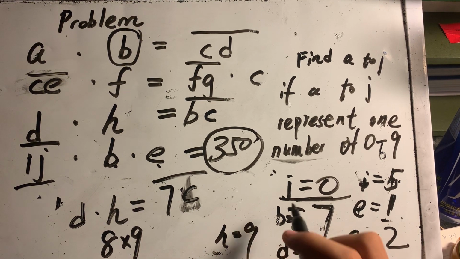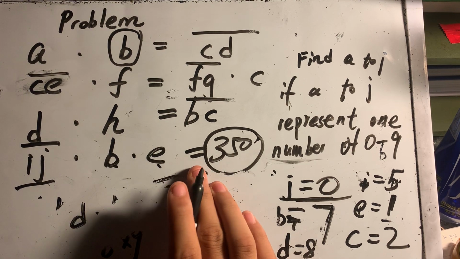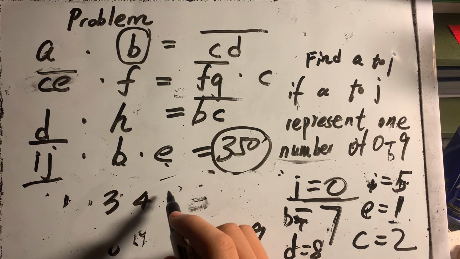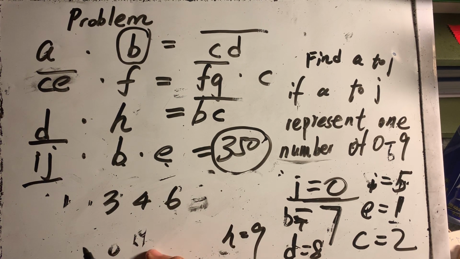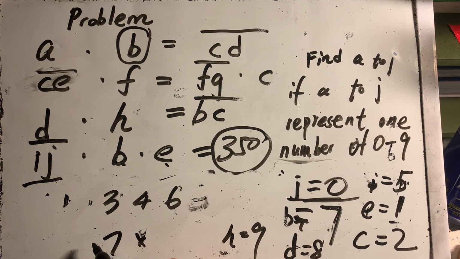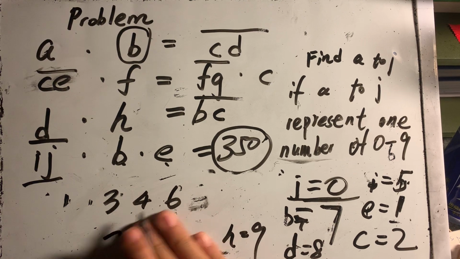So now we have 1, 2, 5, 7, 8, 9, 0. We currently have 3, 4, 6, 3 numbers left. Let's see the equation for A again. Since we know that B is 7, C is 2, and D is 8, this means A is 4.